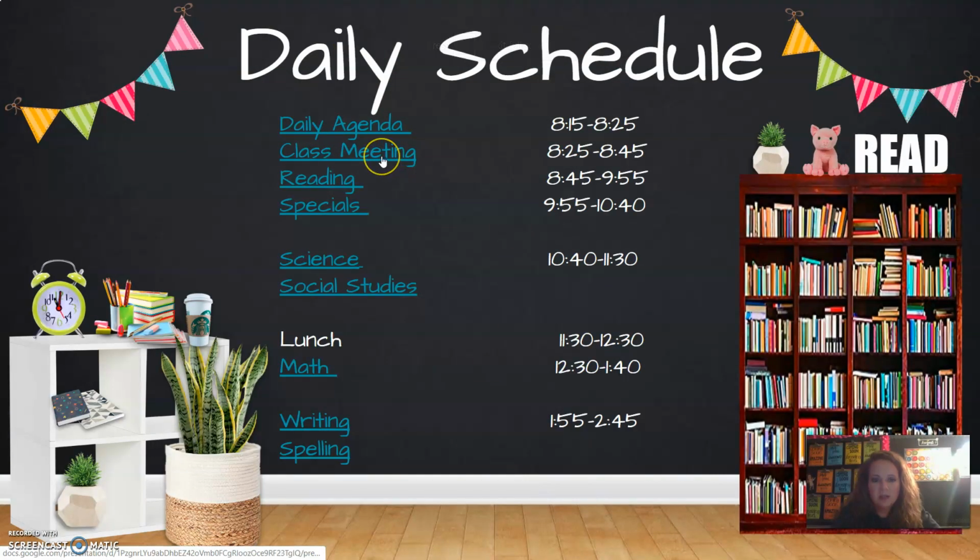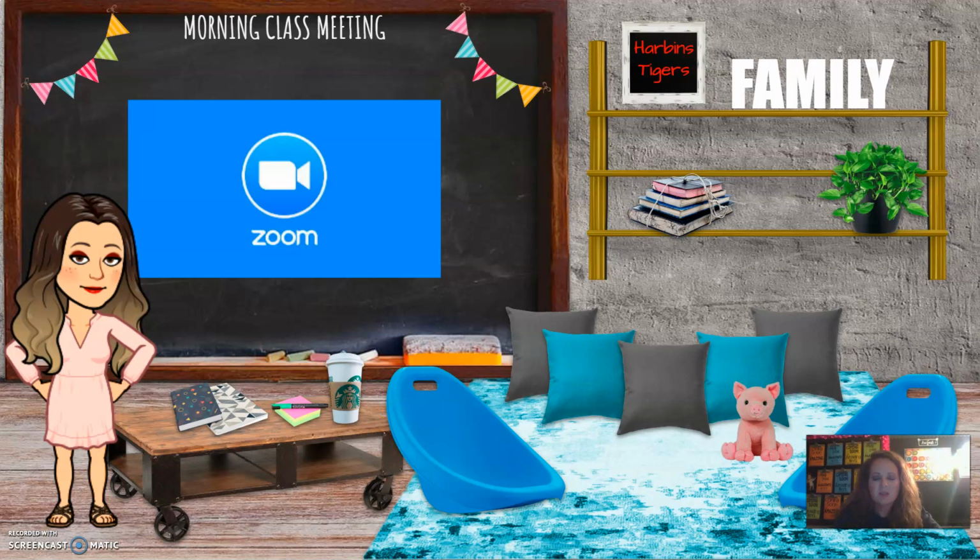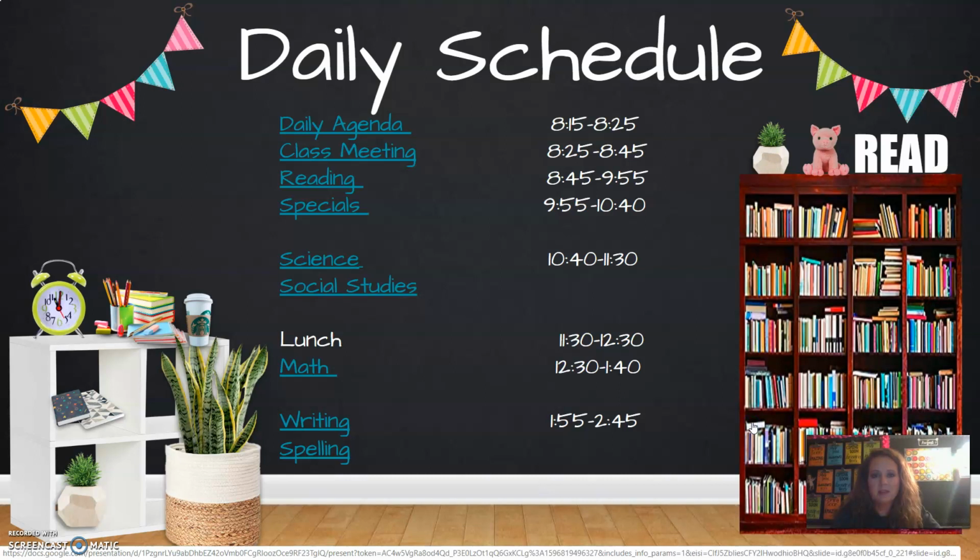We will have a class meeting. The class meeting will be held at 8:25 to 8:45. This is just a time where we can build our community, build our relationship. I can get to know the kids, and the kids can get to know me. So when they click on class meeting, it'll bring them to here, and this is a big picture. It says Zoom, and if they click on the picture, it'll direct them to the Zoom meeting link, and that's all that they need to do. Again, they find the pig. Excuse me. They click it there.